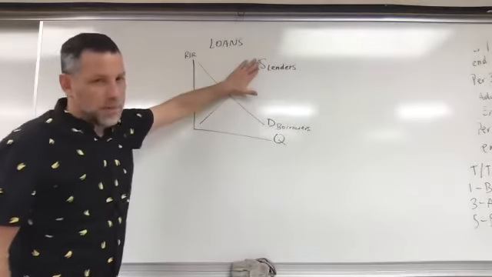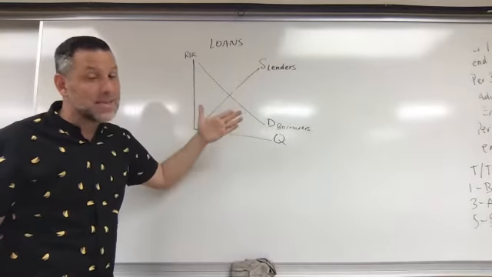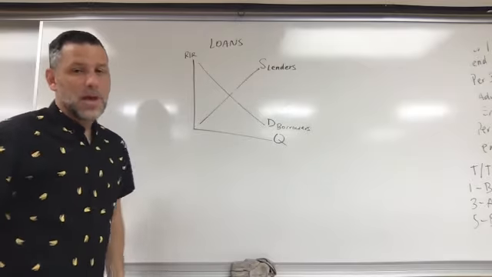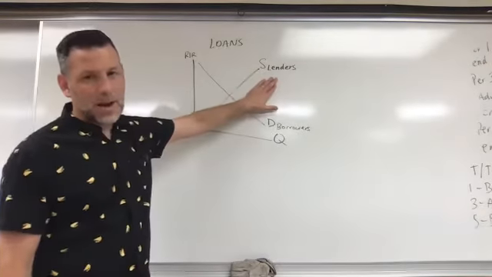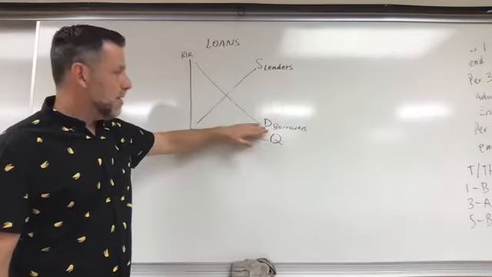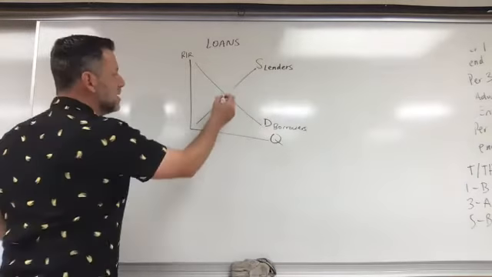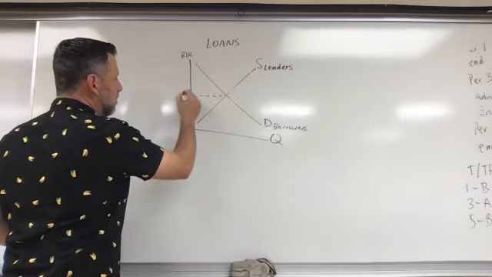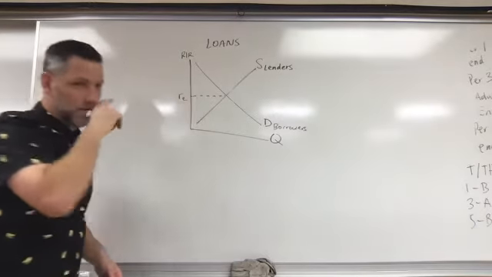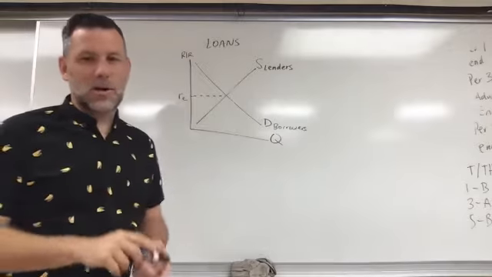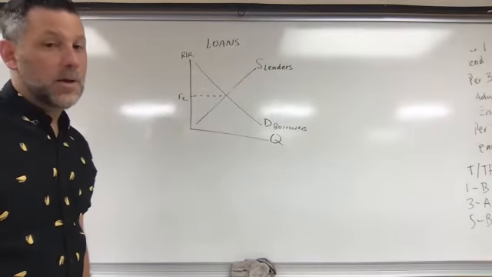We've got our supply, which says lenders, but it's really banks that are the supply of loans. That's where people go to get loans: they go to banks, and banks lend out money, right? And then we've got the demand down here as our borrowers. Based on those two forces, we get an equilibrium real interest rate. I use a lowercase r for my real interest rate there, so we've got r sub E for our equilibrium interest rate.